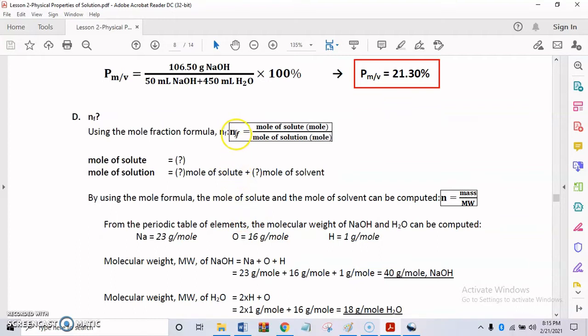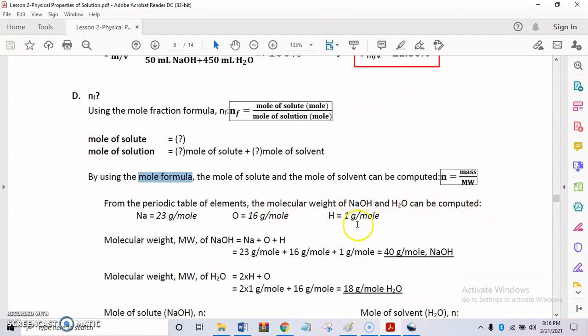Makukuha lang natin yung ating mole kapag ginamitan natin ng mole formula or yung ating molecular formula. In-interchange lang yan siya to get the molecular formula and also the mole formula. Isa lang yan sila. So, N or the mole is equals to the mass ng compound all over the molecular weight ng compound. From the periodic table of elements, the molecular weight of sodium hydroxide and water can be computed.